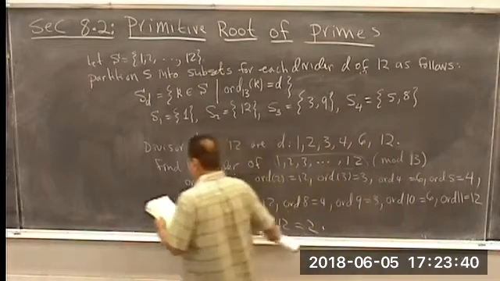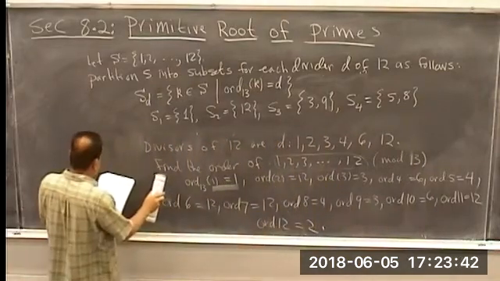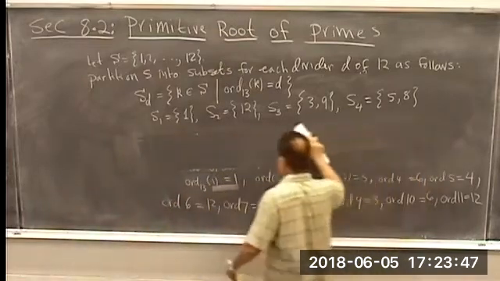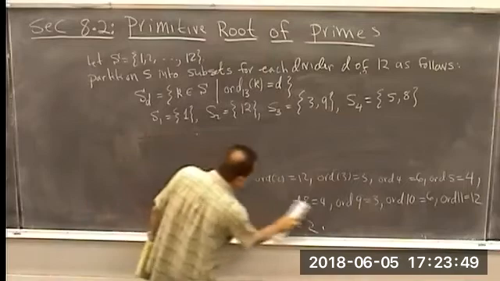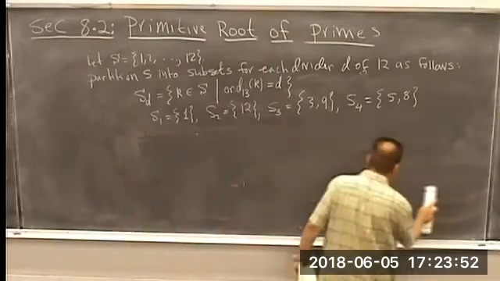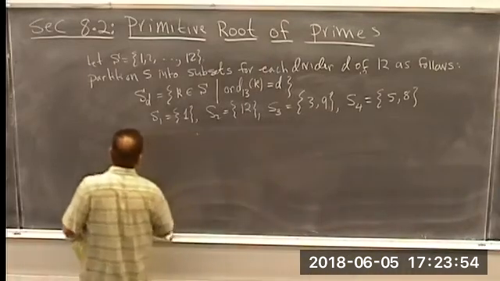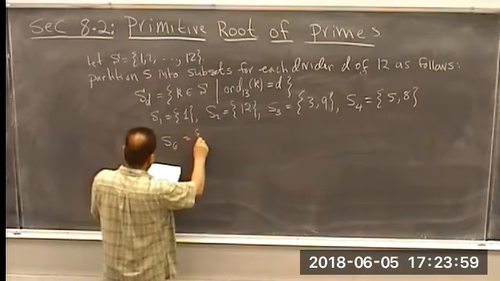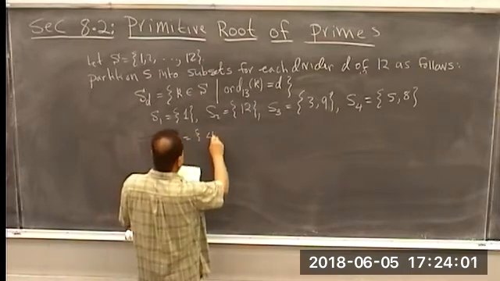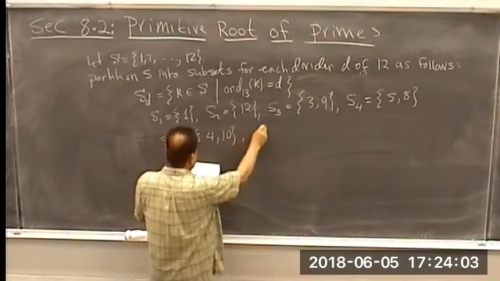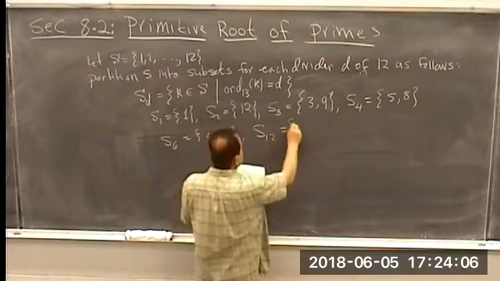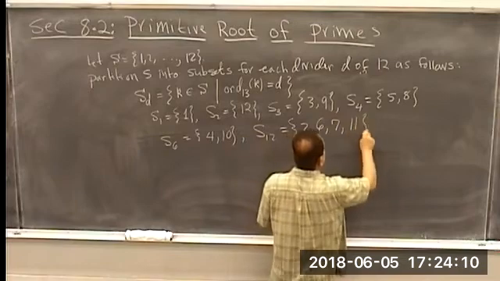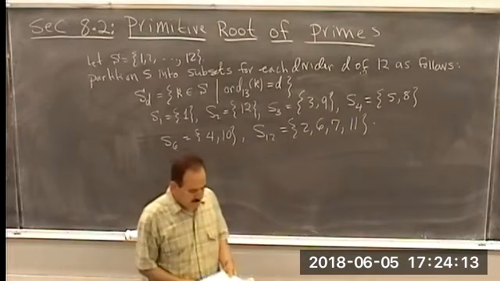Then we have S6. I have it in my notes. So S6 consists of 4 and 10, and S12 consists of 2, 6, 7, and 11. All right.